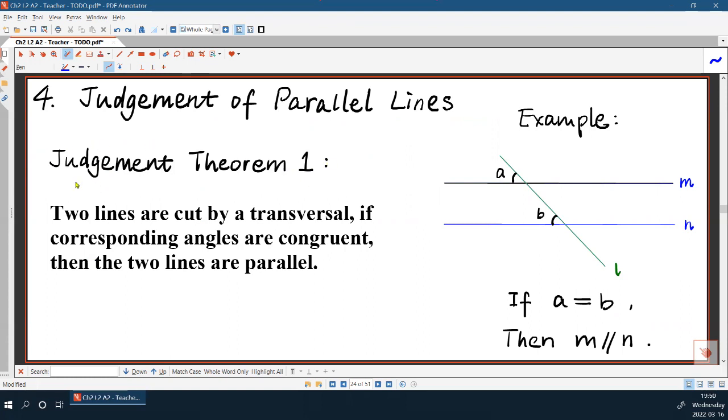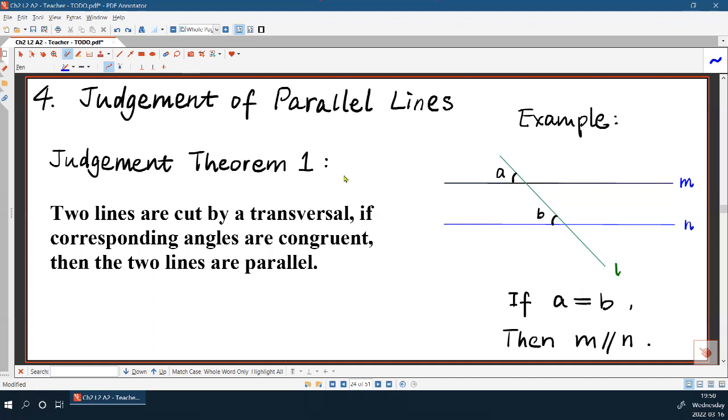The Judgment Theorem 1 states that if two lines are cut by a transversal and corresponding angles are congruent, then the two lines are parallel. For example, in this figure, two lines M and N are cut by a transversal line L, and A and B are corresponding angles, right? If we have A equals B, then we can decide that M is parallel to N. Can you see the logic?